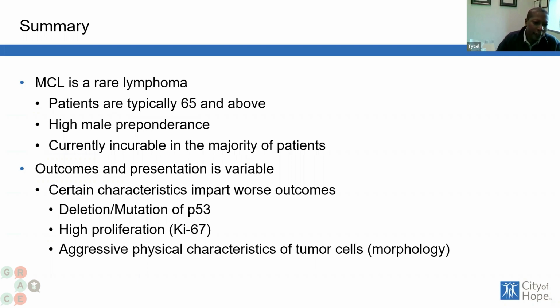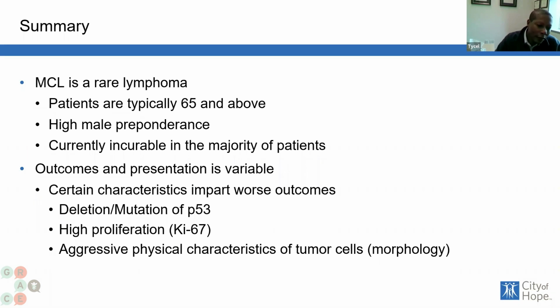As I stated before, the disease is currently incurable in the majority of patients. It is very rare that we'll be able to cure mantle cell lymphoma. Some scenarios that can occur are when we find the cancer very early on, it can be cured with radiation, or in a situation where a patient gets an allogeneic stem cell transplantation and we can get cured that way. Outcomes and presentations are variable, and certain characteristics that are present in the cancer do impart worse outcomes.